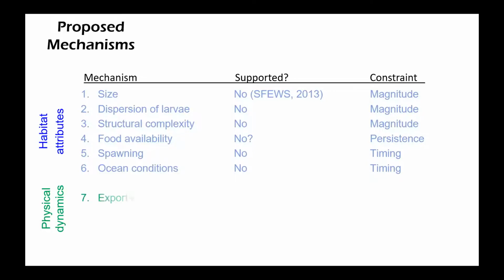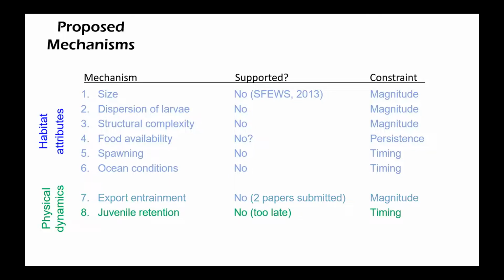Then looking at physical dynamics, export entrainment doesn't work, because we point this out in two papers that have been submitted, and it doesn't support the magnitude. It's a very small effect. Juvenile retention is too late in the life history to explain the May arrival of this flow effect. And then finally, larval survival. Well, I assert yes, and I'll show you why in the next slide.